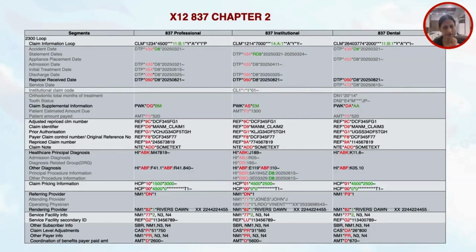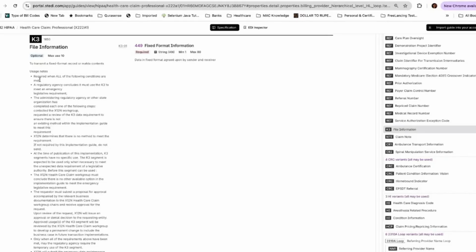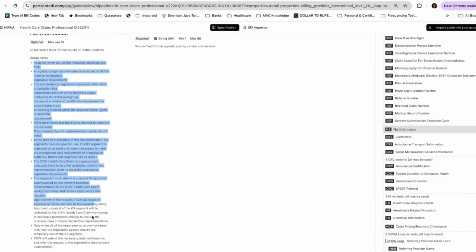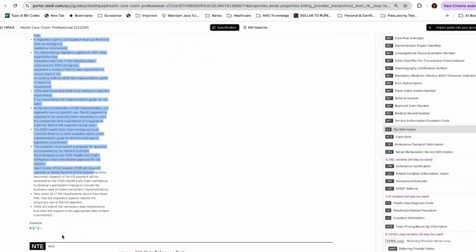Now, in case some extra file information is required to be exchanged, it's done via the K3 segment. In layman's language, this segment is utilized for exchanging fixed format data for which the guide does not have any appropriate segment. If data has to be exchanged and there's no segment, then the K3 segment is usually agreed upon by the sender and the receiver.